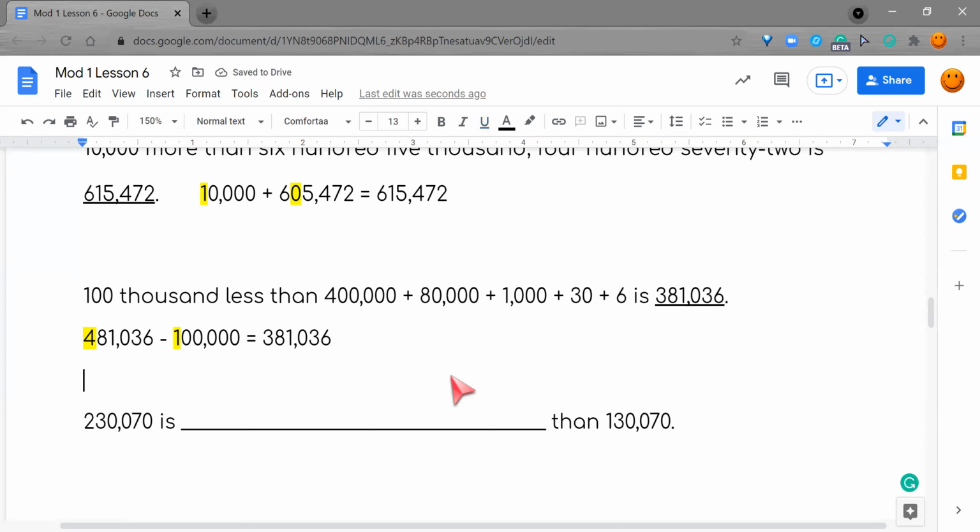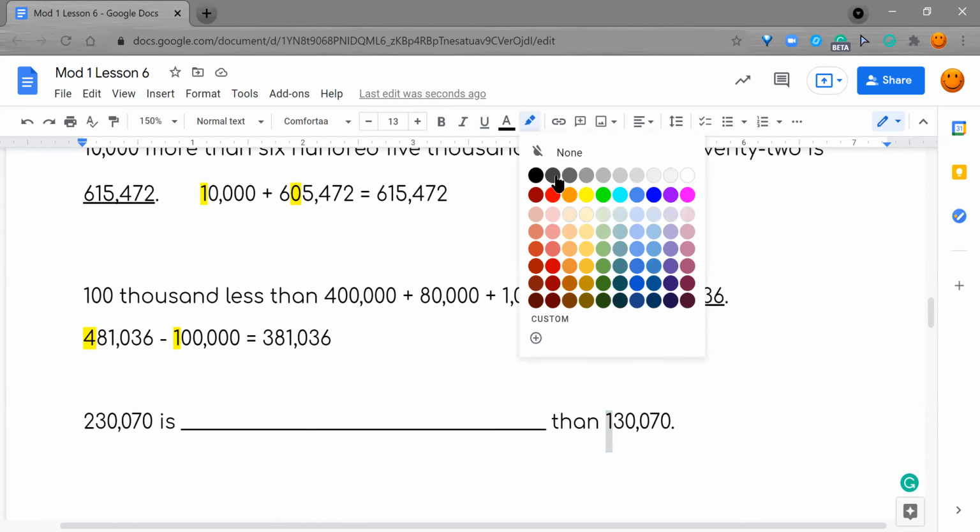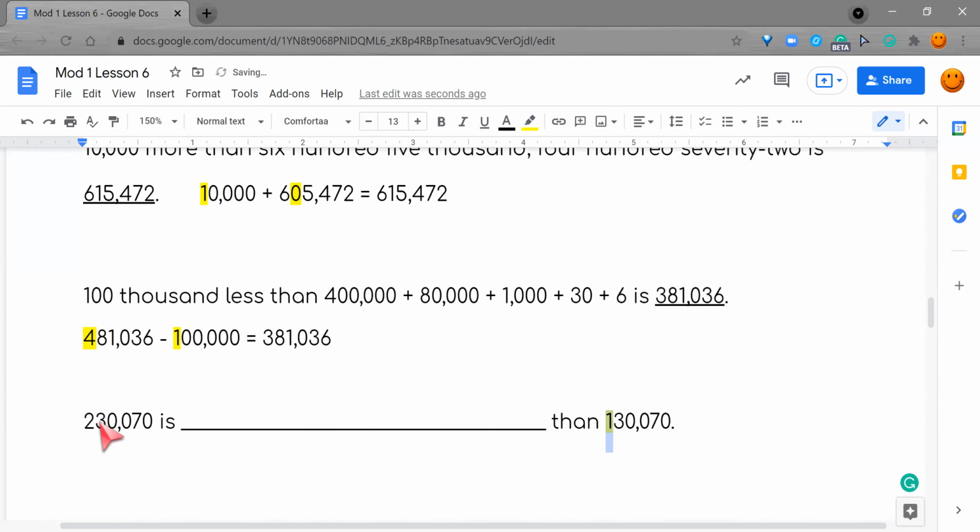So here, 230,070 is blank then 130,070. So what is the difference between this number? Because this is where it looks like it changes. And again, if you watch, I just highlight it so I can see. So here we go. It looks like it's a difference between a 2 and a 1.